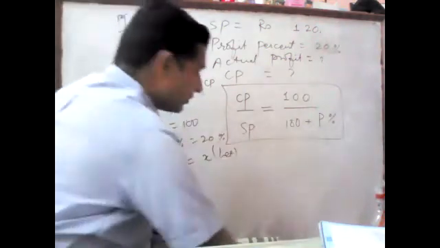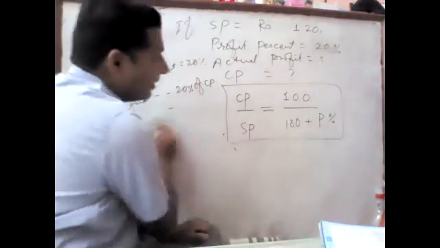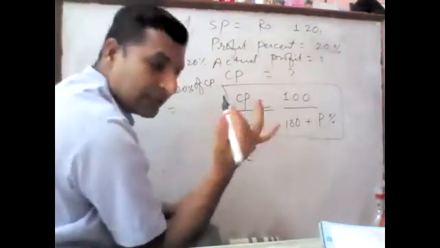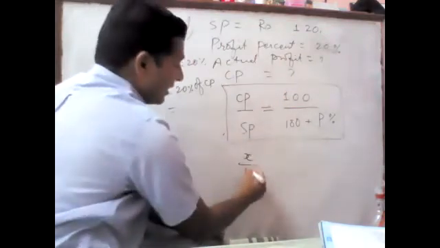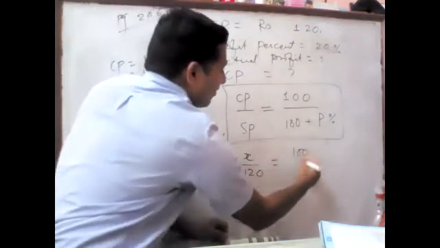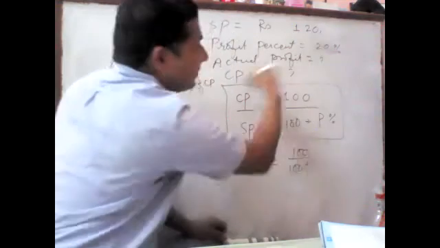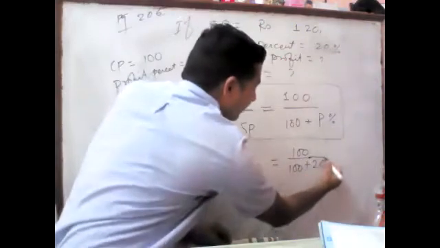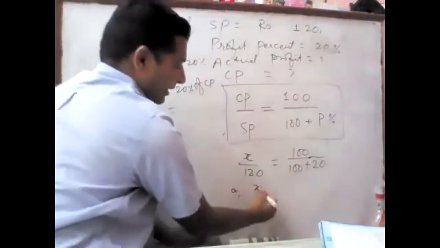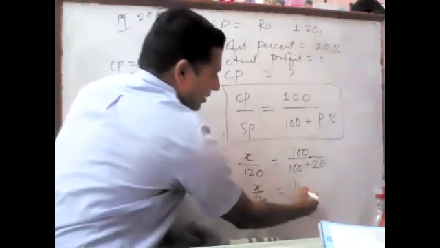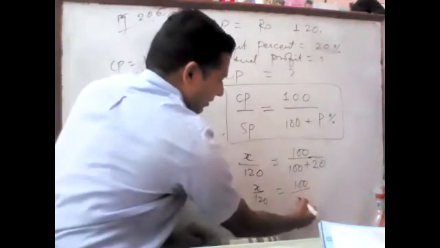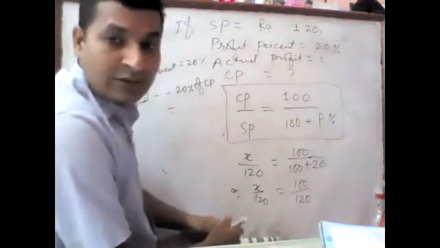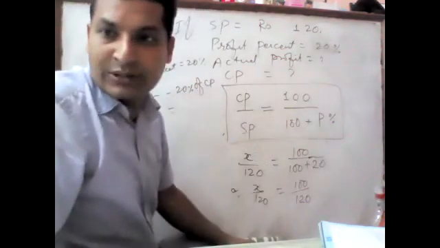So now we can put values. CP not given, we can suppose X. Suppose SP value is given 120, 100 upon 100 plus profit percent is given 20. Now first of all we have to do this addition, and X by 120 is equal to 100 upon 120, like this. And I think you know about cross multiplication, how we cross multiply.